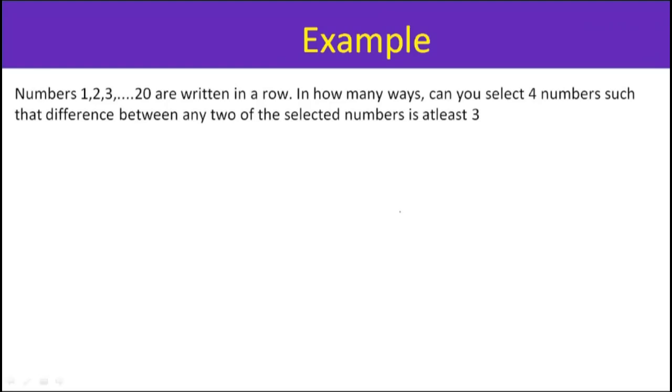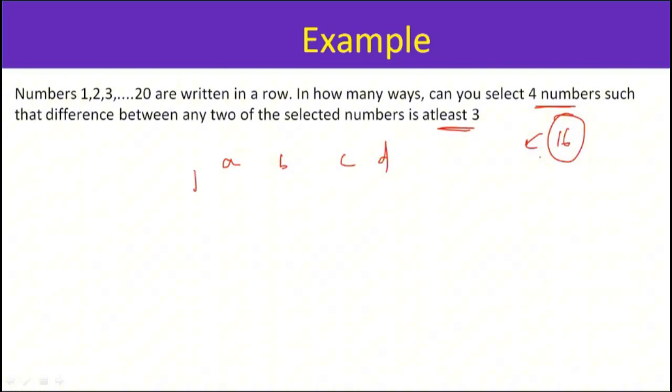So the numbers, I have 20 numbers. I have to write it in a row. In how many ways can you select phone numbers such that the difference between any two selected numbers is at least 3? So abhi humne kiya tha. Let's let these phone numbers be A, B, C, and D. In total, I have 20 numbers. 4 numbers here ho gaye already. Remaining is 16 numbers that I have to still accommodate. ठीक है?